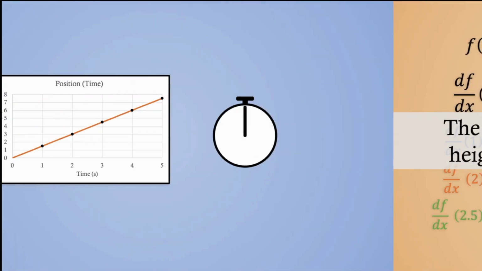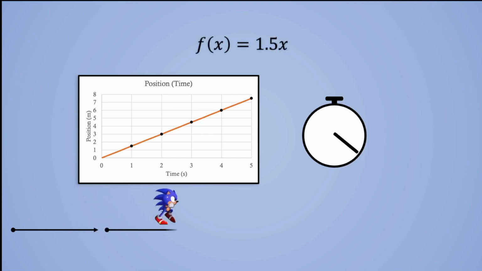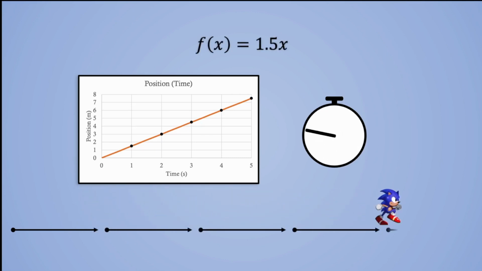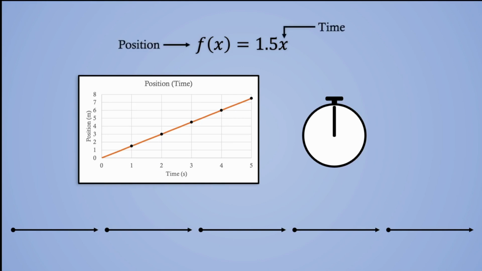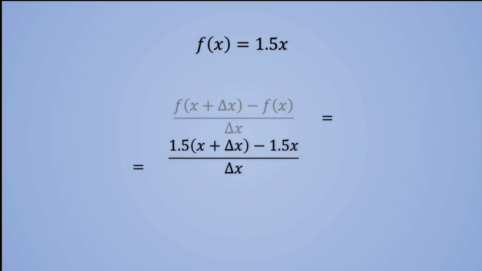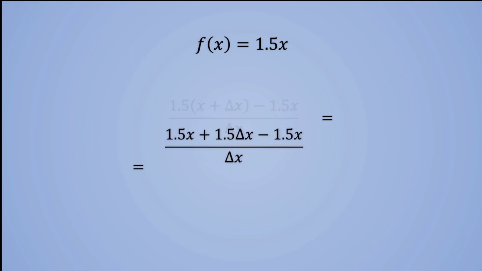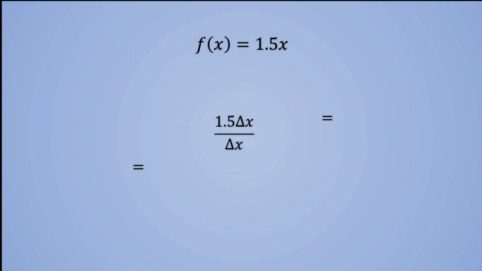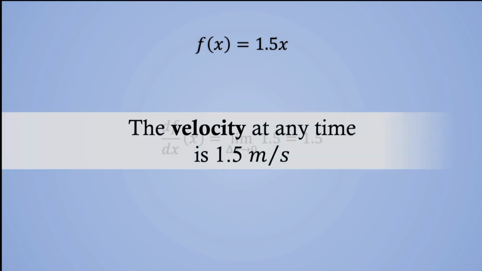We can obtain the exact value of the velocity of Sonic with the definition and the expression of the position as a function of time. Here, the function f represents the position, and the variable x expresses a certain time. With this, we evaluate the key quotient, manipulate and evaluate the limit. We end with an expression independent of time for the derivative function, which means that the velocity is constant and equals 1.5 meters per second at any time.